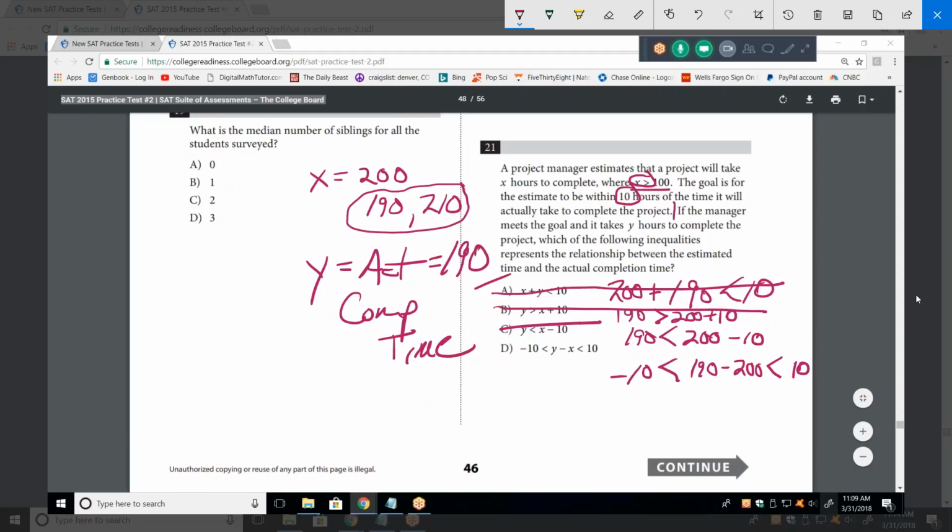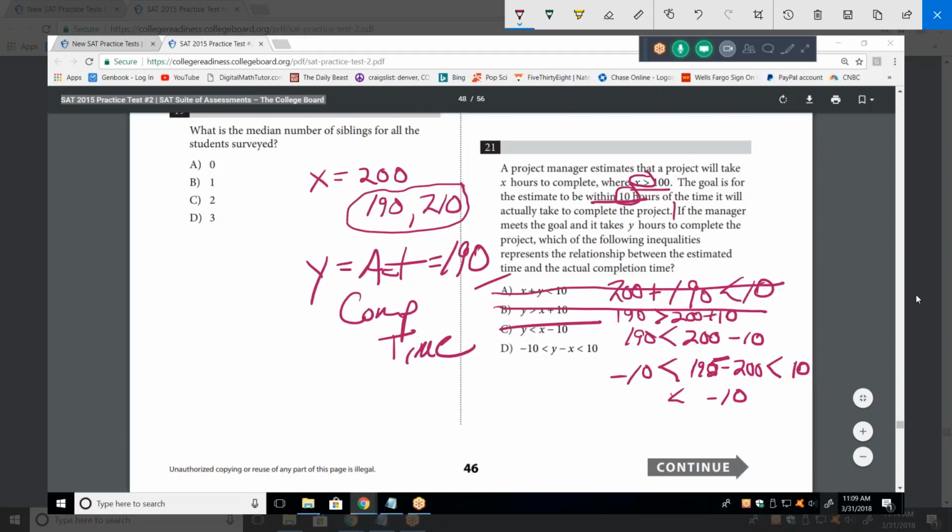No, actually it's not. It's minus. Oh, yes it is, as long as we use greater than or equal. And we can use greater than or equal because it says within 10 hours. Within 10 hours means 190 is okay. That satisfies the requirements. So yes, that is going to be correct, and it would not have mattered what number you picked.